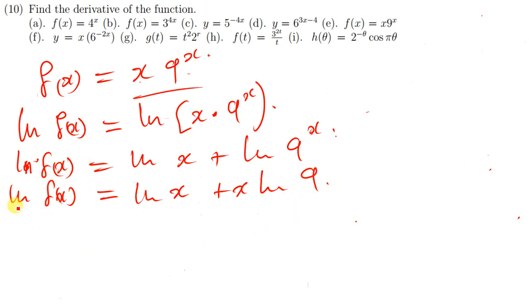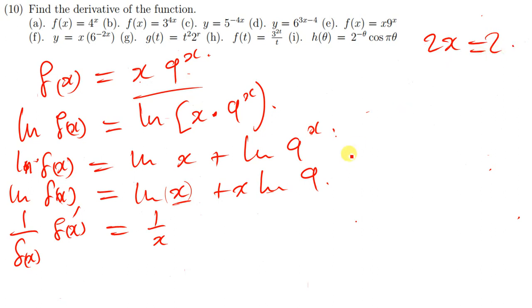Then differentiating this part, we're going to have 1 over f of x, multiplied by f prime of x, is equal to, when you differentiate ln x, you get 1 divided by the original function, which is x. Then this other part, remember ln 9 is just like any number, so we differentiate this expression in the same way we can differentiate 2x. So 2x gives us 2. So this one will also just give us ln 9. So we're going to say ln 9.